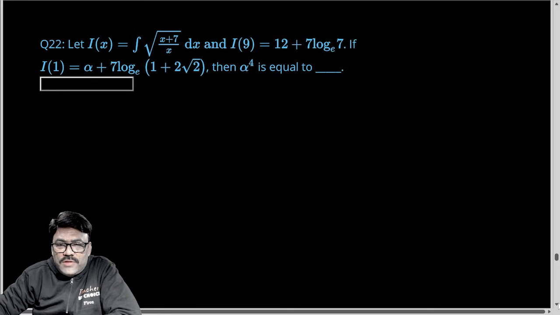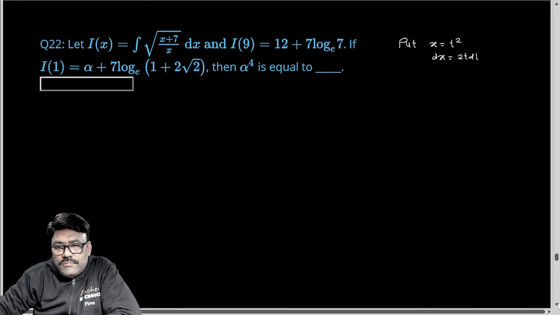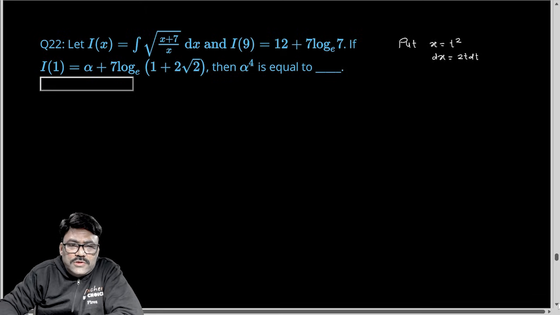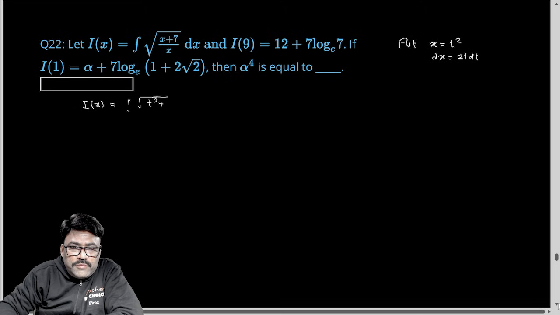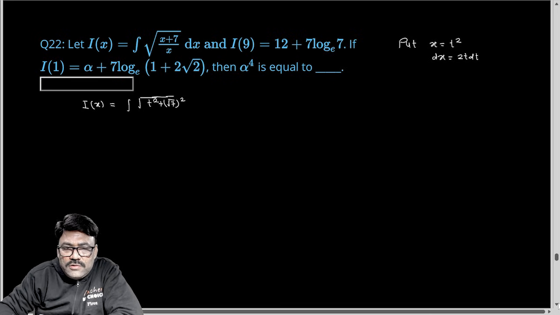And to get Ix, what am I doing? I'm just substituting x as t square, so dx will become 2t dt. Since we have root x in the denominator, I'm just trying to get rid of this root. So Ix will be under root t square plus 7. 7 can be written as root 7 square. Dx is 2t dt. T will disappear. So 2 dt.